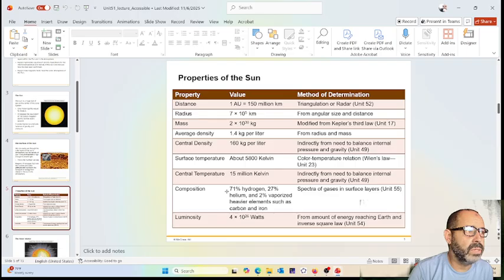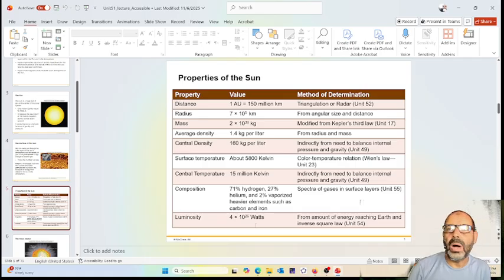Its composition is mainly hydrogen, as I said, and helium. And the remaining 2% is other elements, including carbon and oxygen and iron, okay? This is what I was talking about, 10 to the power 26. When you're talking 10 to the power 26, which is 4 times that much, that's the amount of energy produced every second.